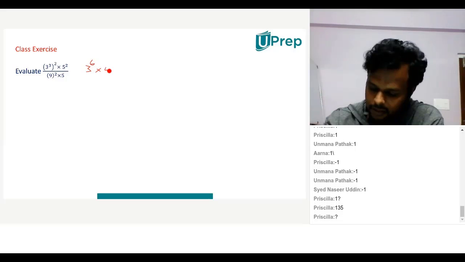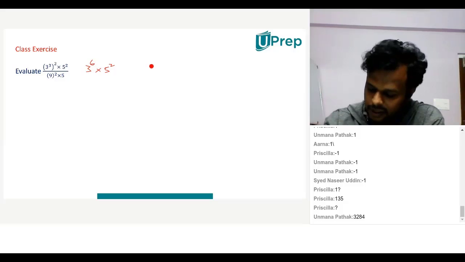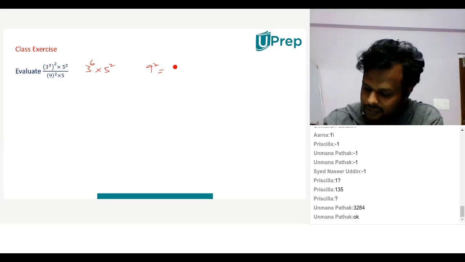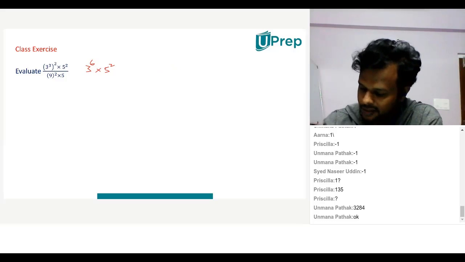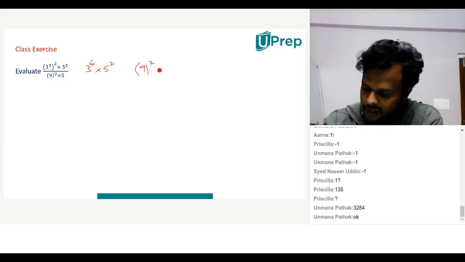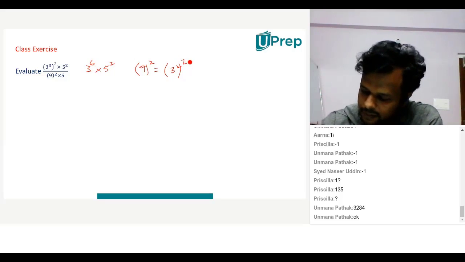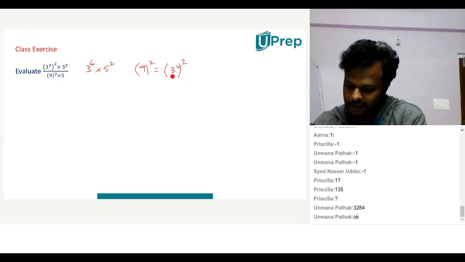Please observe me on the board now. 5 square as it is. So now, children, 9 square is there. Now 9 can be written as this. Okay, I'll write it this way so that it is easy. So 9 square is there. Children, can I write 9 as 3 square? Yes, sir. Okay. So children, 9 square can be written as 3 square whole square.